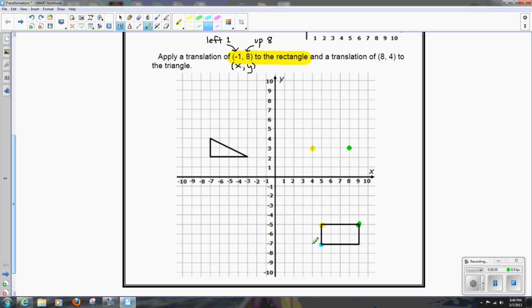So we're going to go left 1 and up 8. 1, 2, 3, 4, 5, 6, 7, 8. And then the last point, left 1, up 8. 1, 2, 3, 4, 5, 6, 7, 8. All right, so it looks like I've got my points done correctly because they look like they are going to make a congruent rectangle. Make sure you're using your straight edge and your pencil for these lines. And there we go.